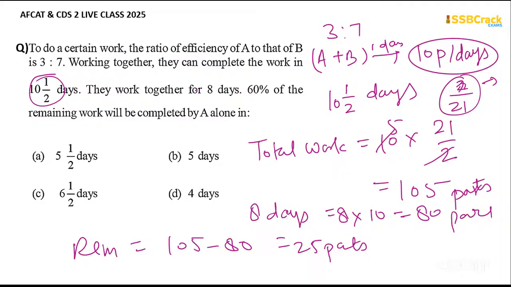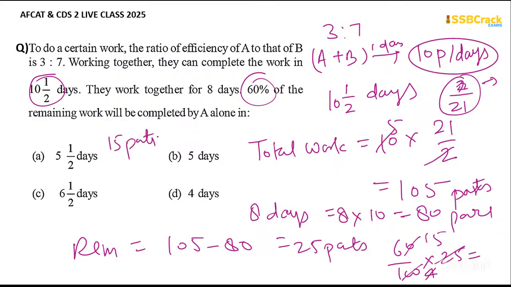All right. Since it is 60% of the remaining work, and 25 parts is remaining, 60% of 25 is 15. So we need to find the time for 15 parts of work to be done by A. Since we know that the efficiency of A is 3, simply divide 15 by 3. We will get the answer. So it is 5 days.